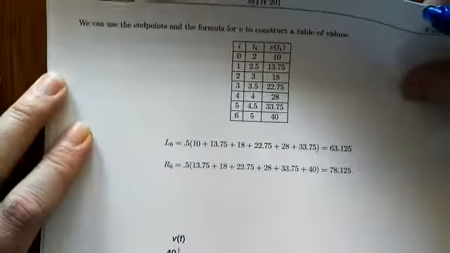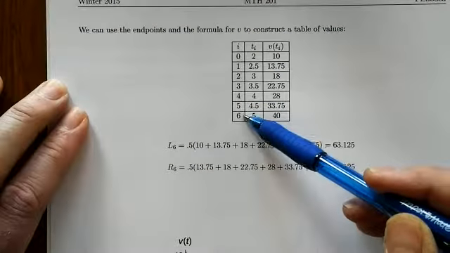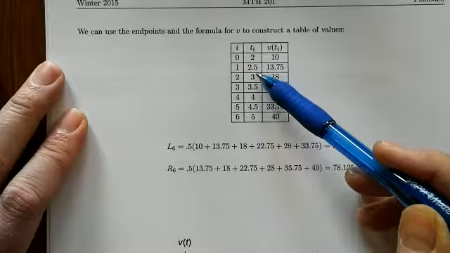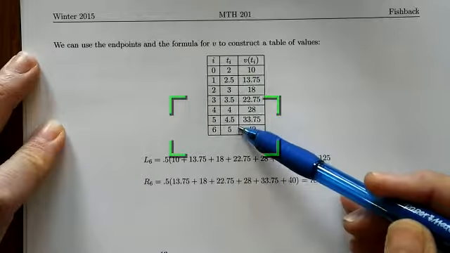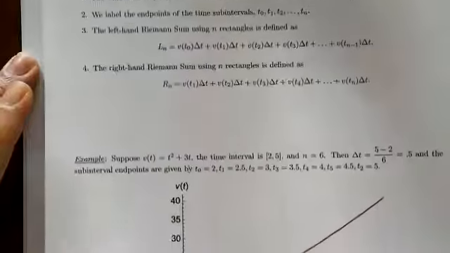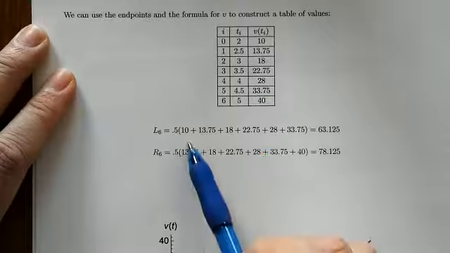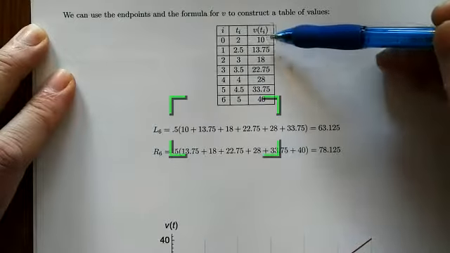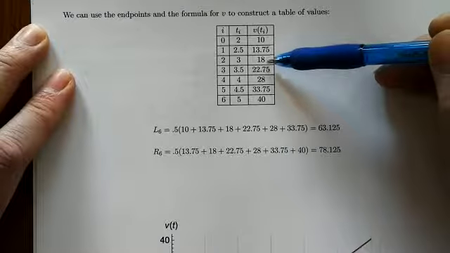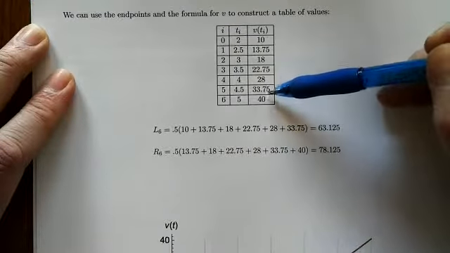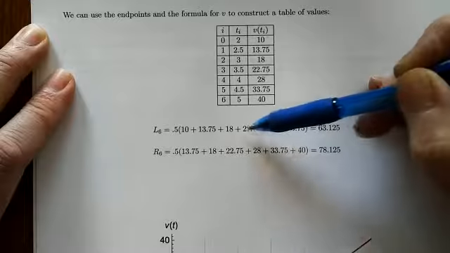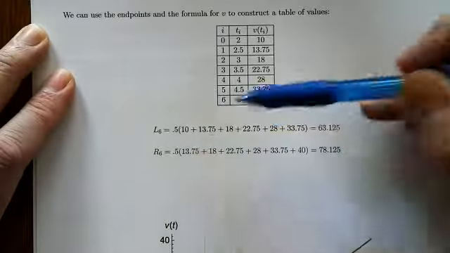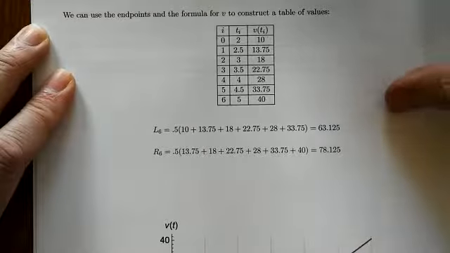Now, I've made a table of values for the function. The indices from 0 to 6, those are our 7 points. This would be t0, t1, t2, as you saw on the previous page. And I took these values of t and plugged them into the formula for the function. I won't go through the details, but that's what you get for a table of values. So L6 would be 10 times 0.5 plus 13.75 times 0.5 plus 18 times 0.5 and so on. And the last value we would use is 33.75. We'd multiply each of these quantities by 0.5, but we could factor that out and we'd get 63.125.